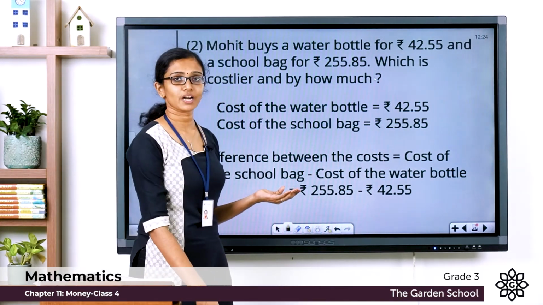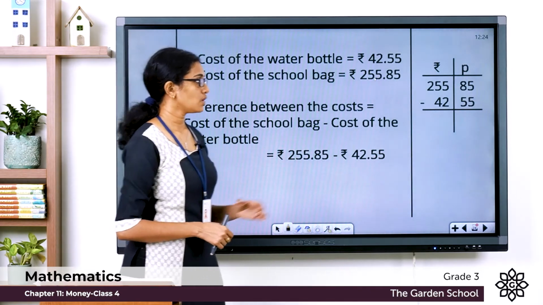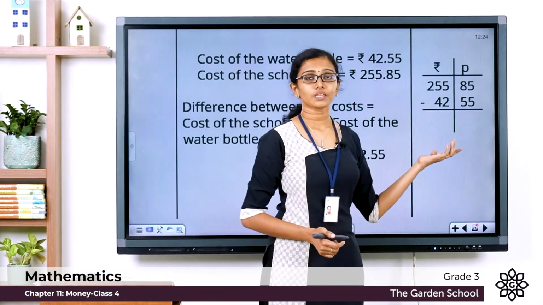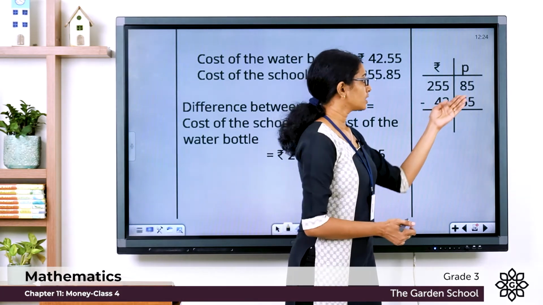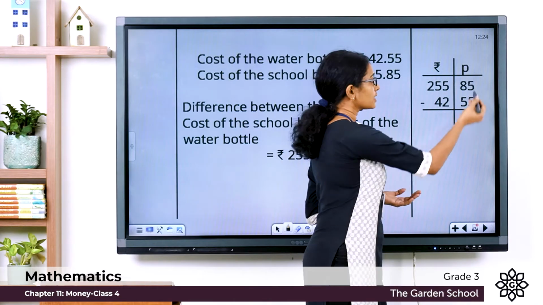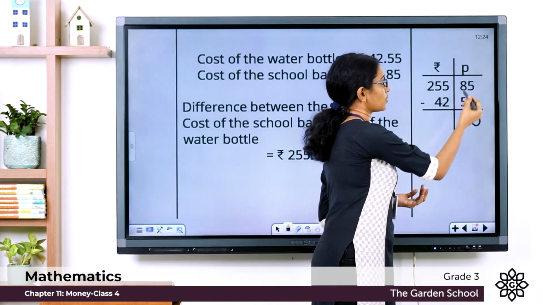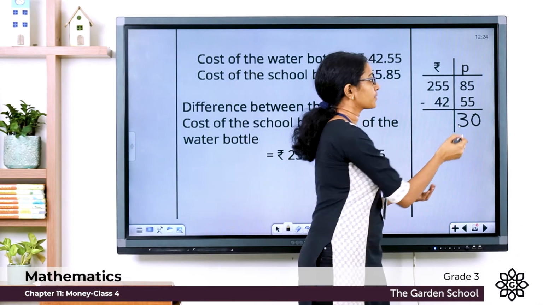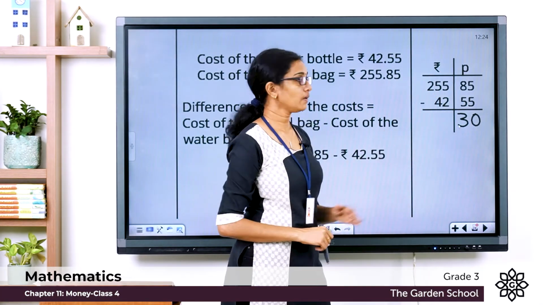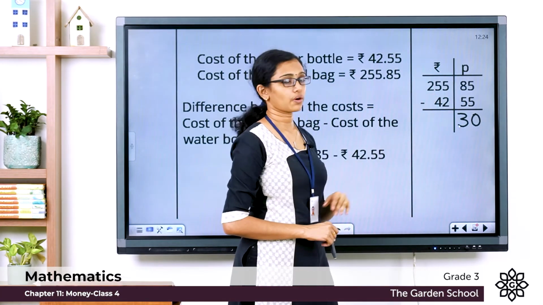So let's do the subtraction in the working column. You've written the given amounts in the proper columns. Starting with the paise column, we have 85 paise minus 55 paise. What is the answer? 5 minus 5 is 0. 8 minus 5 is 3. So here we have 30 paise, and in the rupee column we have 255 minus 42.